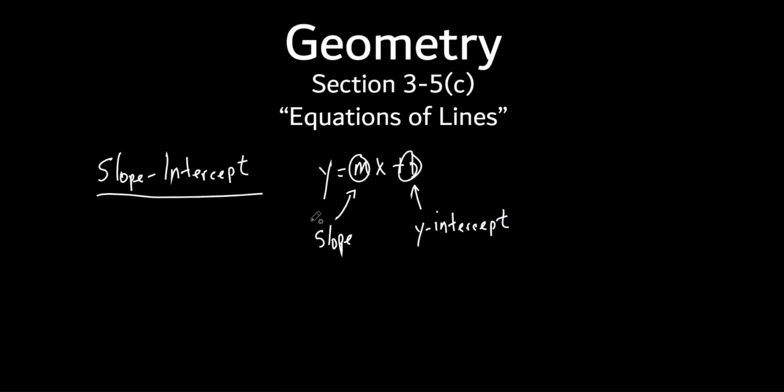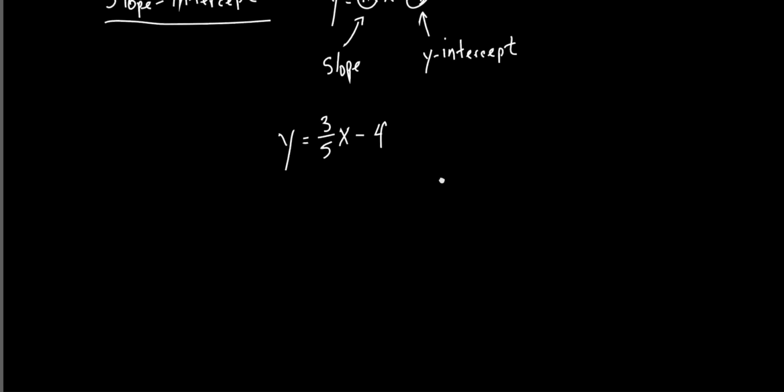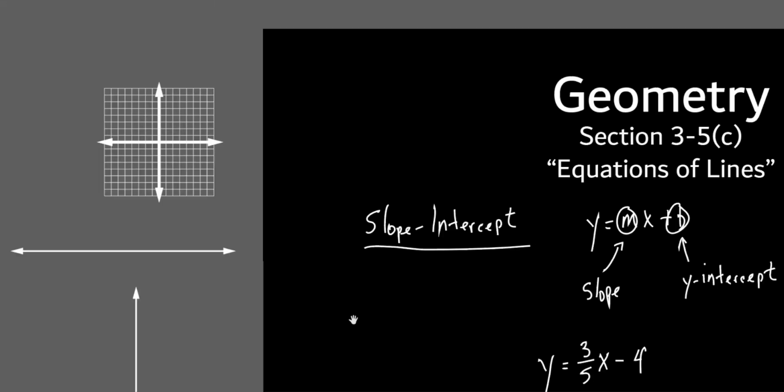So anytime you see something like this, if I ask you to graph something, let's go 3/5 x minus 4. Again, this is review. We've already done this, but we want to do it again.